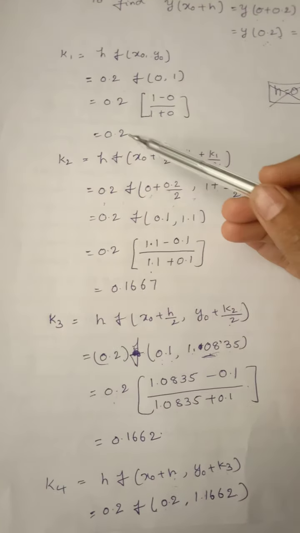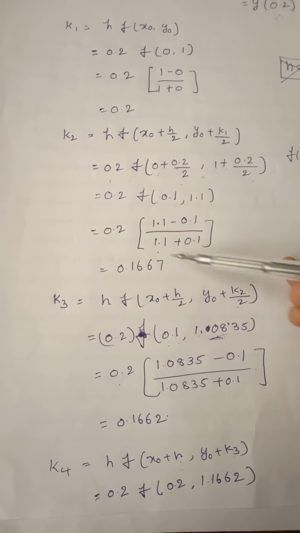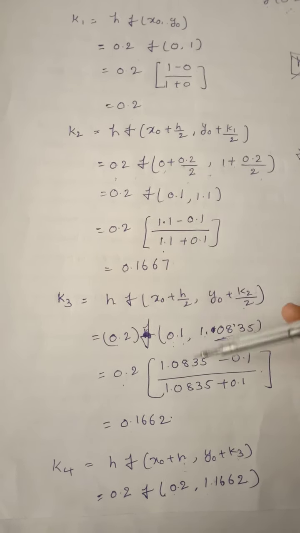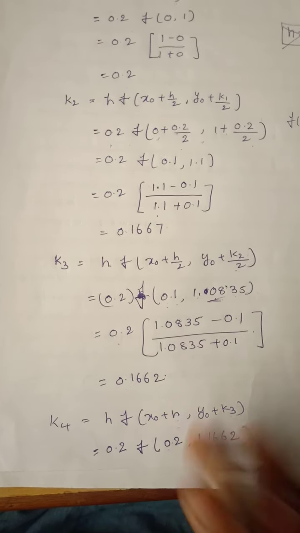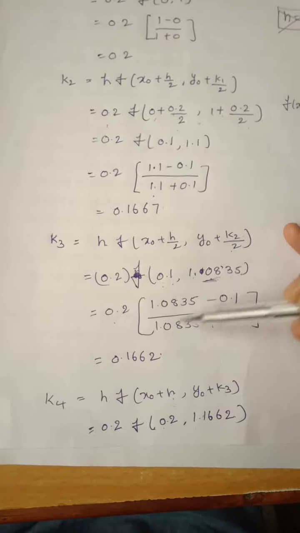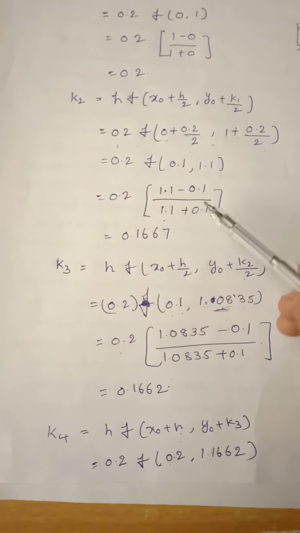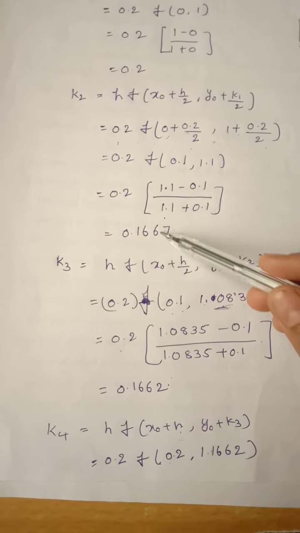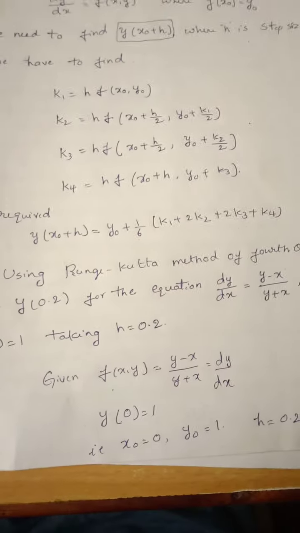Now while finding the values, see there is not much difference between k2 and k3. Here the k3 value of 0.1662 is nearer to the k2 value only. This is a way to check whether you are getting the correct answer or not: there is not much difference between k2 and k3. Okay, so this is the method of solving RK.